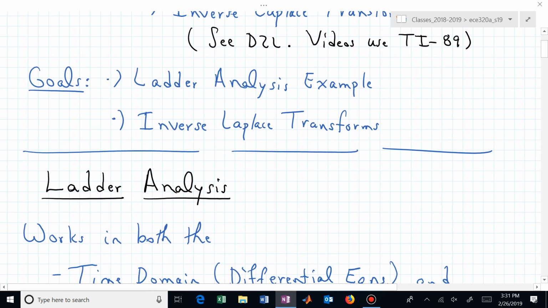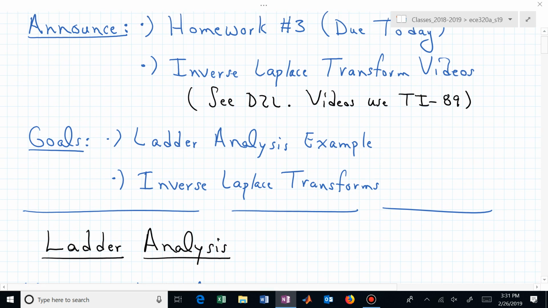What I want to do today is go over ladder analysis, using ladder analysis techniques to perform circuit analysis. Have you heard of that before this class, or have you performed ladder analysis before ECE 320? You've heard of it? Okay, so we'll try to make it clear.